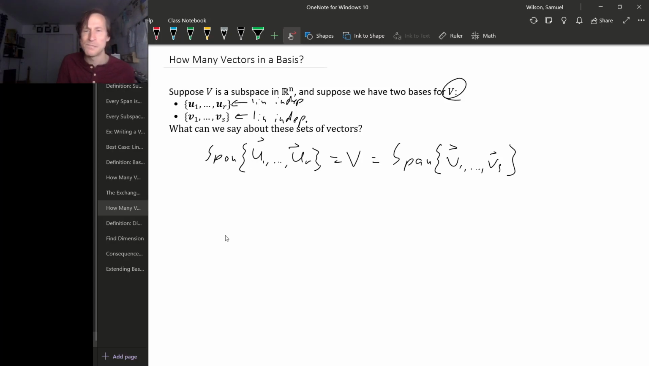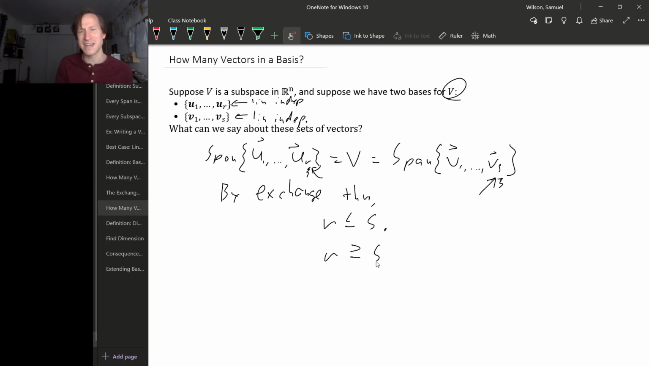I've stopped writing all of my vector symbols. Sorry about that. Okay, but according to the exchange theorem, we have r independent vectors fitting inside the span of s vectors. That means that r has to be less than or equal to s. But also by the exchange theorem, we have s linearly independent vectors fitting inside the span of r vectors. So that means r has to be greater than or equal to s. Well, the only possible way to resolve this is that r is actually equal to s. And that tells us that these two bases have the same size.